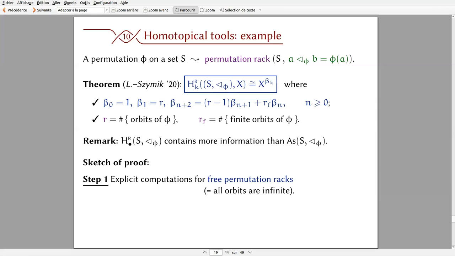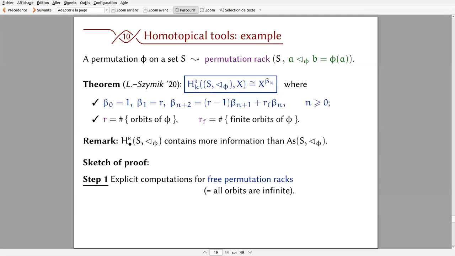So how does it work? As a first step, in homotopy theory, what you actually look at are the resolutions by some free objects. So you need to have a very good understanding of the free objects. Now, what would be a free permutation rank? The only algebraic information you have on a permutation rank is the permutation itself.